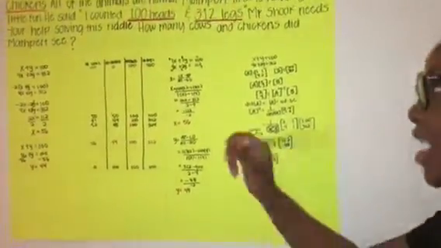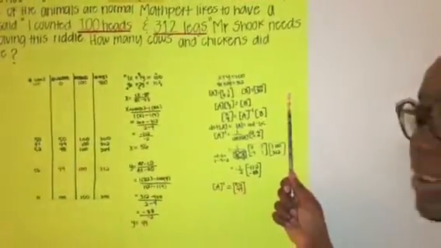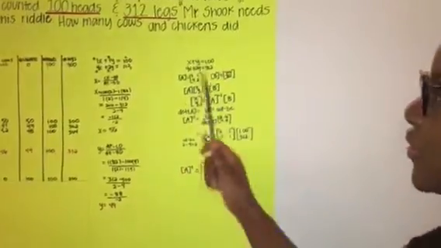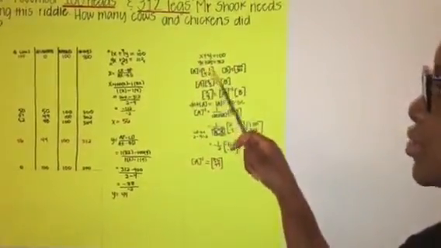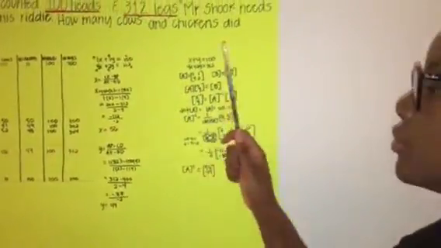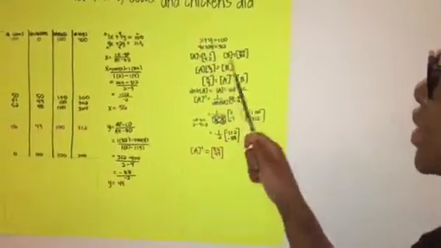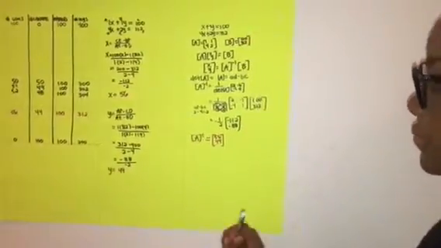Now, the last way to solve this problem is inverse matrices, which is kind of hard, but that's okay. And so you have the set of equations, x plus y is equal to 100, and then 4x plus 2y is equal to 312. In this problem, matrix A will be 1, 1, 4, 2 from these numbers right here. And then matrix B is equal to 100 and 312.